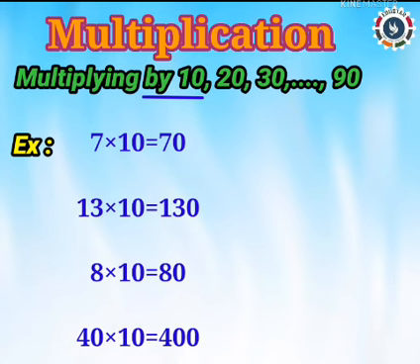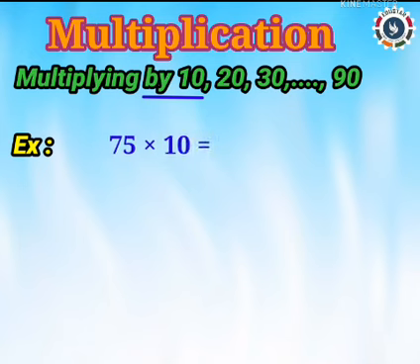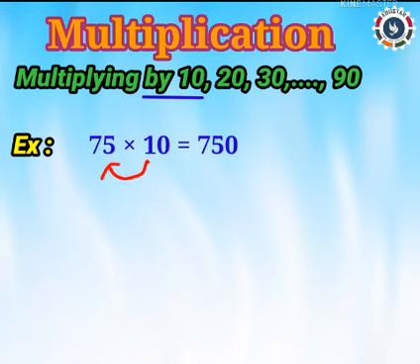Is there anything common in these sums? Yes. To multiply a number by 10, we simply put a 0 to the right side of the given number. For example, 75 into 10. On multiplying 75 by 1, we get 75. Now you have to put this 0 to the right side of 75. So we get 750. Now you find answers for these.